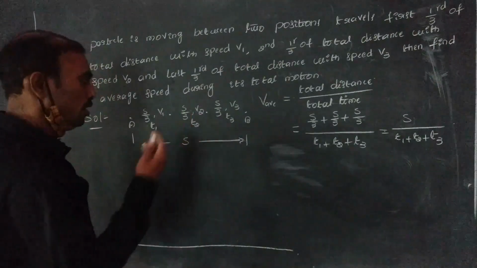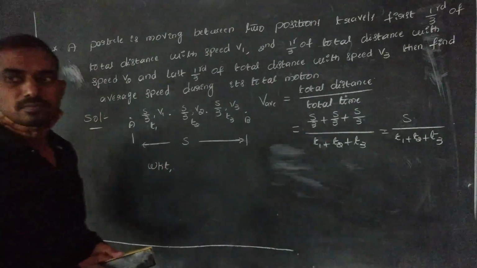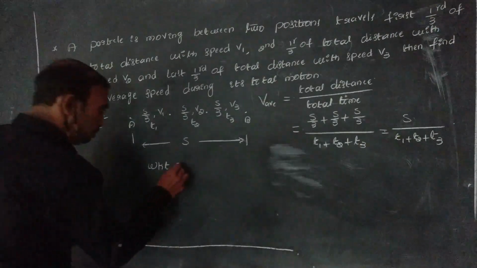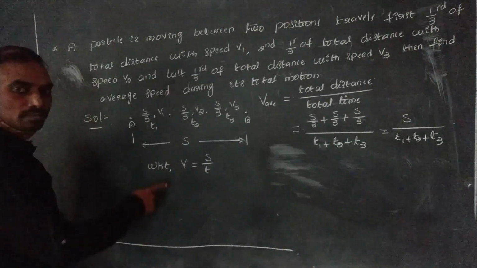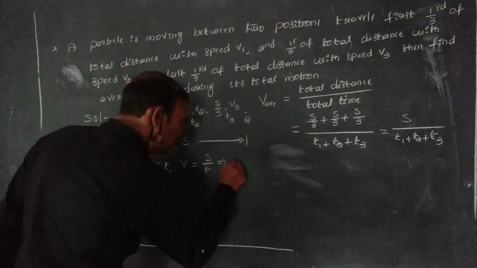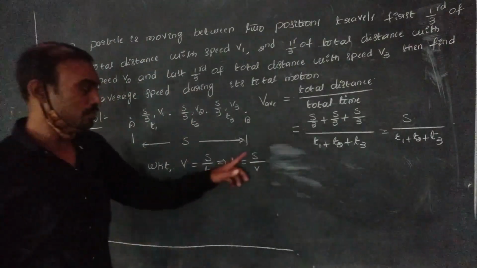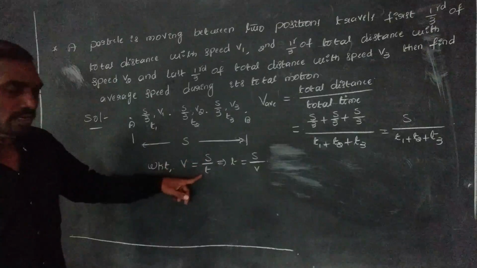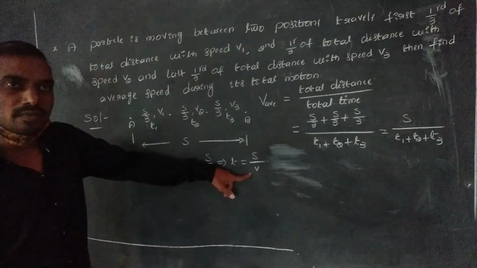Again, we know the standard formula: speed v equals distance by time, then time equals distance by speed.